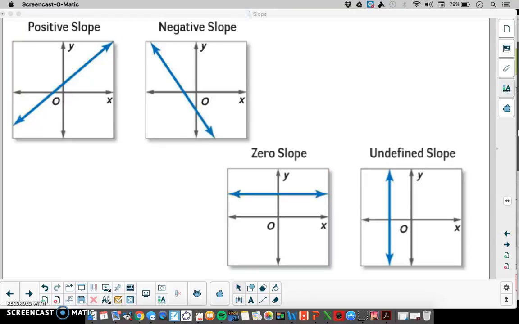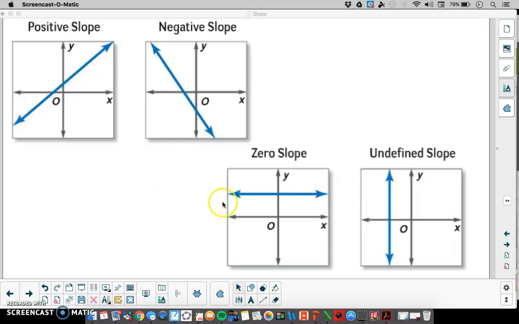This is a guide to show you a basic understanding of the direction of lines and what types of slopes they'll have. So when you have a line that rises from left to right, just as you would read a book from left to right, that's going to be a positive slope. If it is falling from left to right, we say that line is decreasing and it has a negative slope.